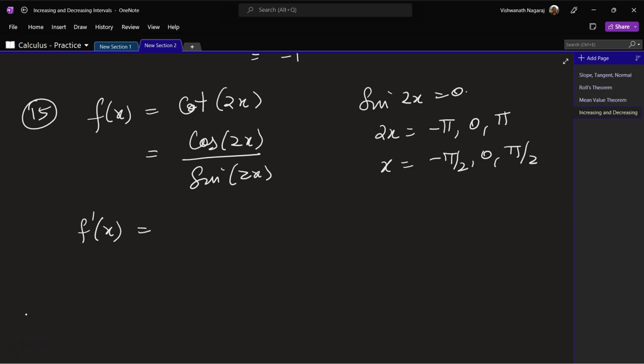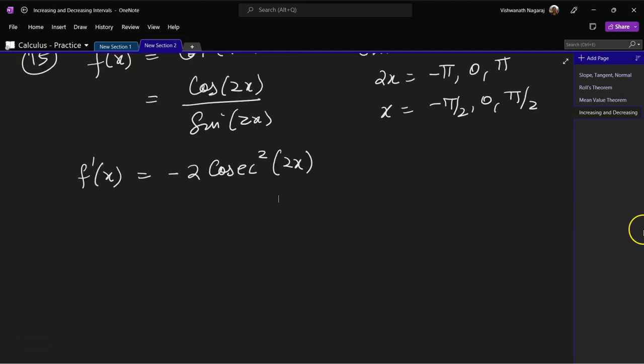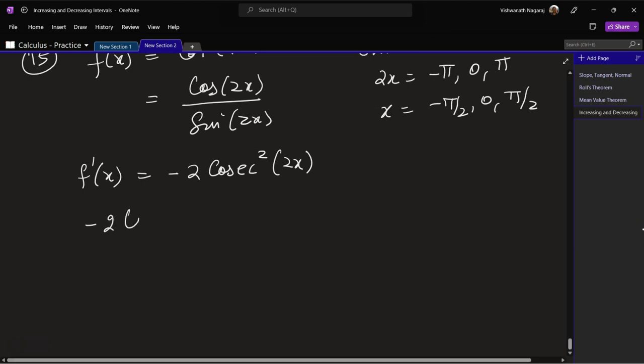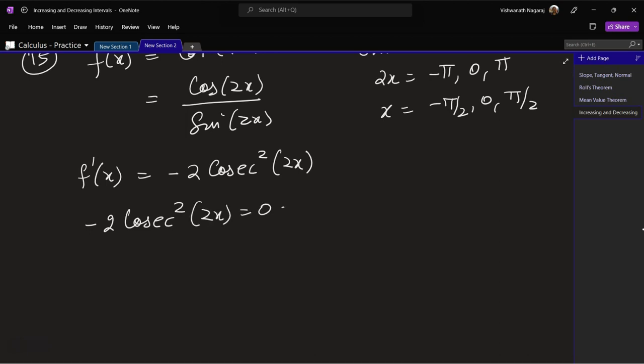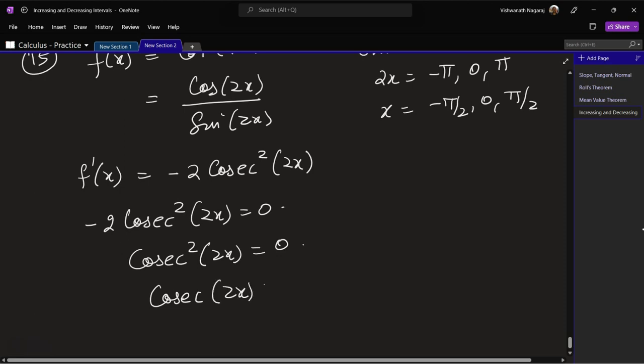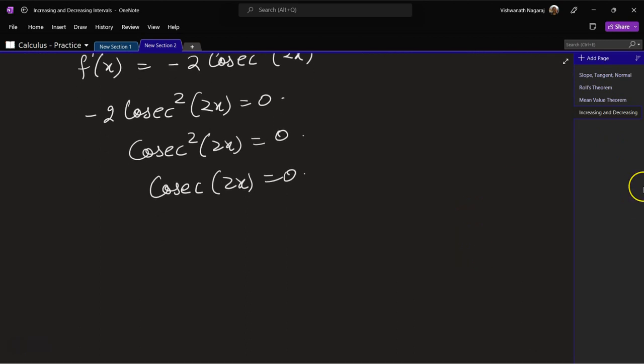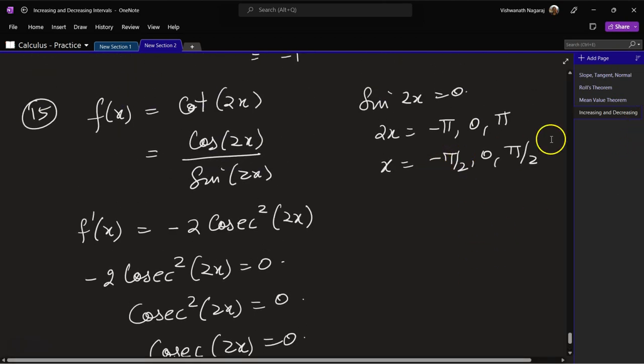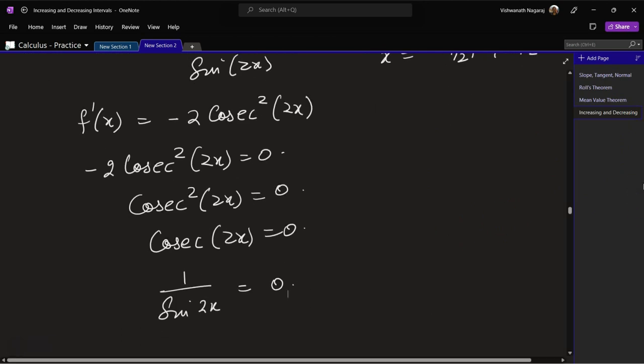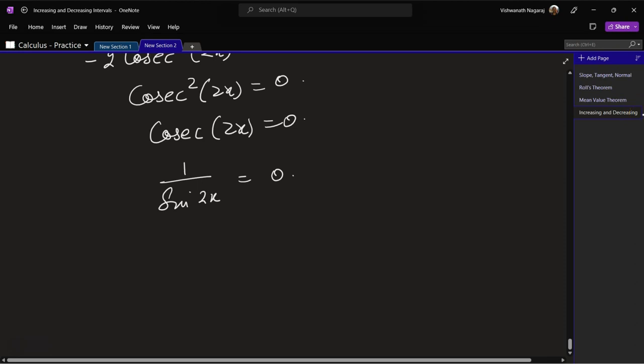So let's differentiate this. F prime of x of cot 2x is minus 2 cosec square 2x. Okay, now let's equate it to 0, so we get minus 2 cosec square 2x equal to 0, which means cosec square 2x is equal to 0, which means cosec 2x equal to 0, which this cosec can be written as 1 by sine 2x equal to 0. Okay, so which means that apart from these values, minus pi by 2, 0, pi by 2, we can figure out the slope at all the other places. So if we write it in terms of intervals, we can write it as minus pi to minus pi by 2.